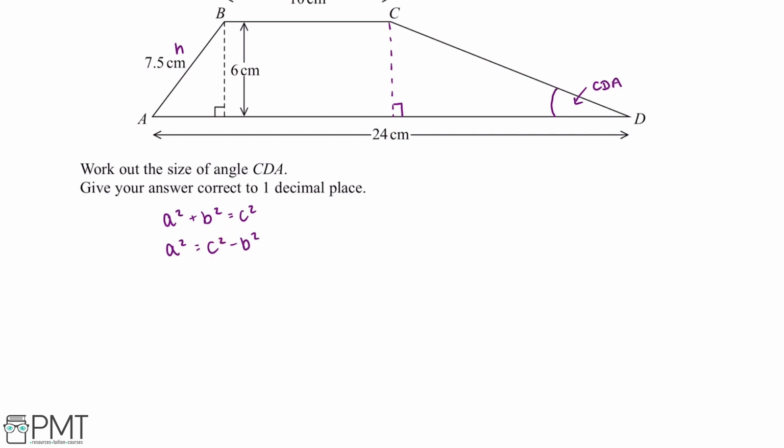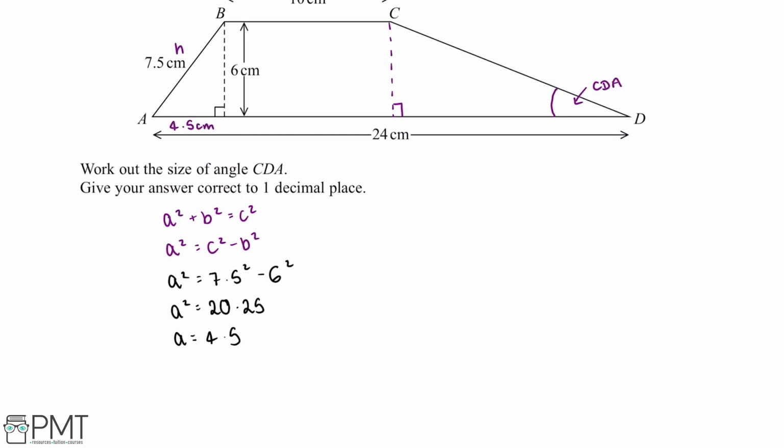So our value for c will be 7.5 centimetres. And then our value for b will be 6 centimetres. And if we put this into our calculator, this tells us that a squared is equal to 20.25. So the final thing we need to do to work out this length is square root both sides of the equation. And this tells us that a is equal to 4.5. So therefore the base of this triangle is 4.5 centimetres.